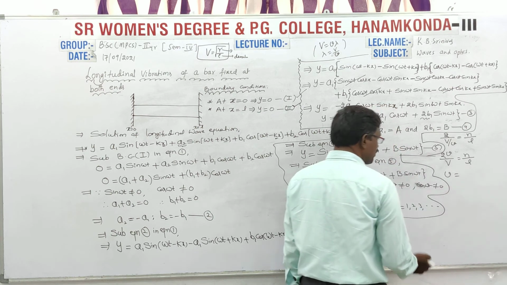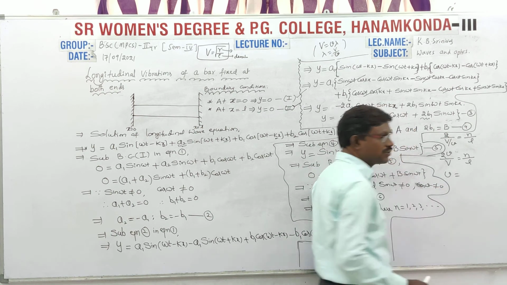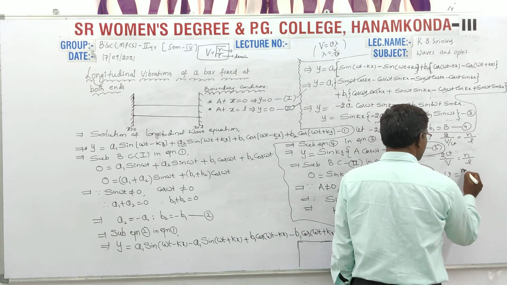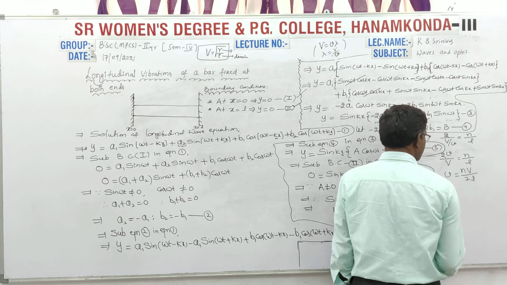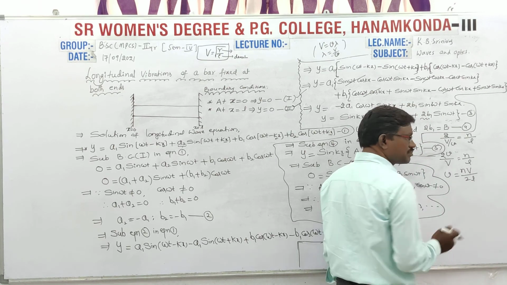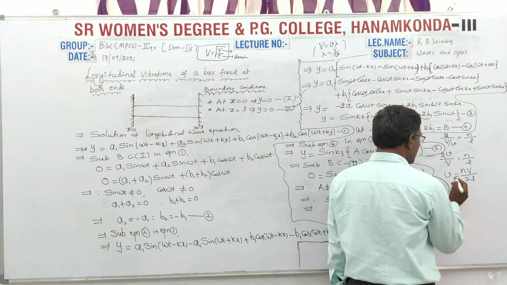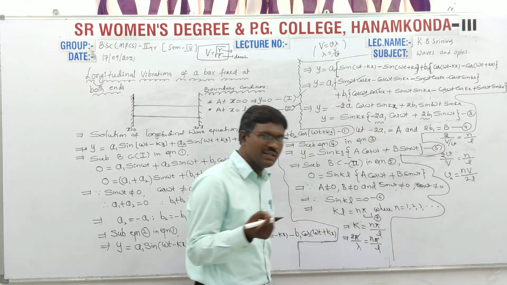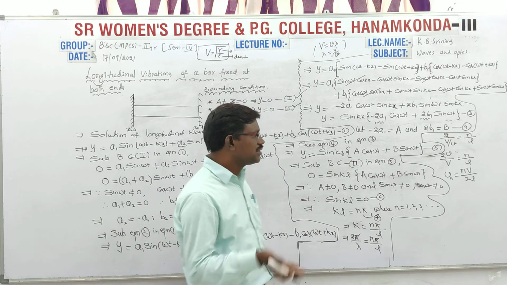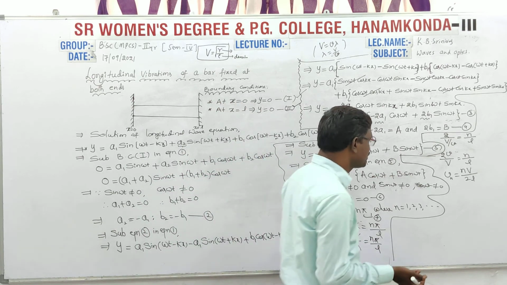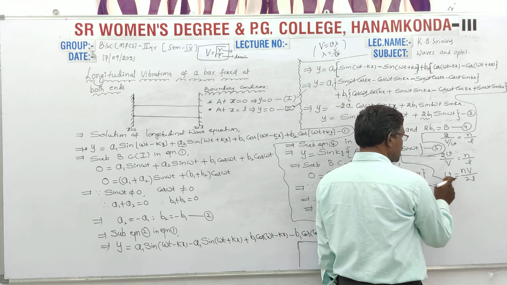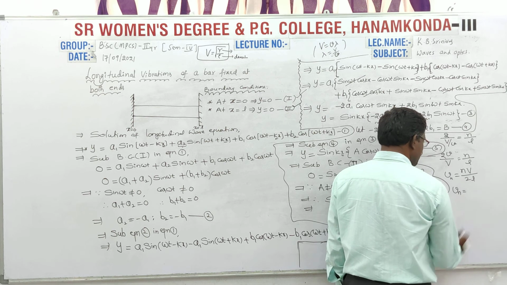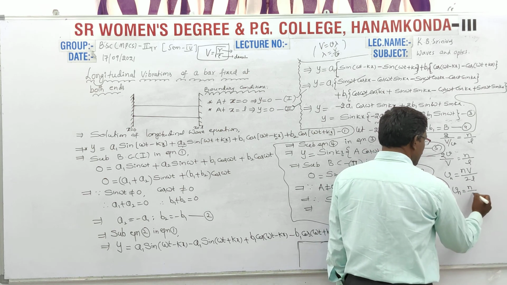Nu is equal to, and my aim is to calculate frequency only. Frequency of the bar is equal to, on cross multiplication, nV by 2L. For nth harmonic, for nth mode of vibration, put nu as nu n. I am writing this equation for nth harmonic, nth vibration. So instead of nu, here I am substituting nu n. So nu n is equal to nV by 2L.